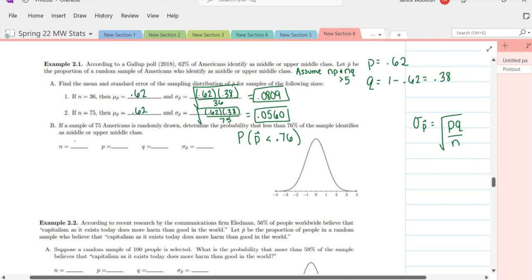We've got a sample size of 75. We had p of 0.62. We had q of 0.38. And that standard deviation of p hat, we already found it in the previous example. So for the 75, it's 0.0560.